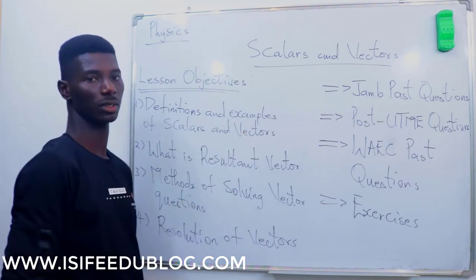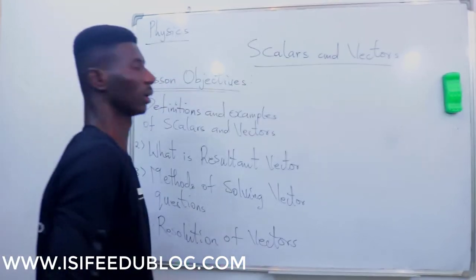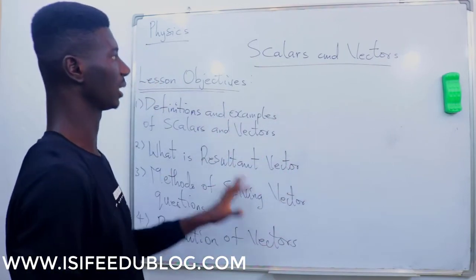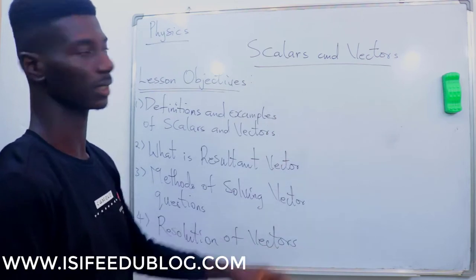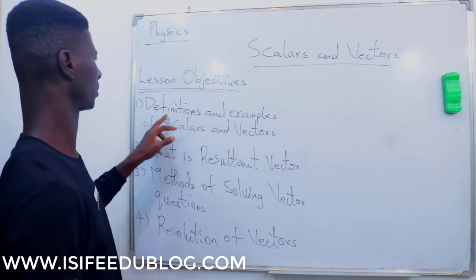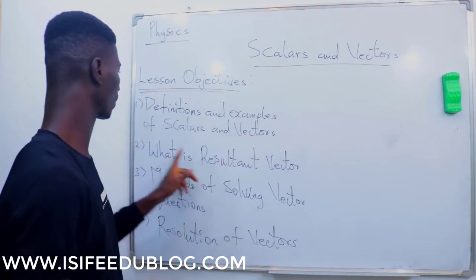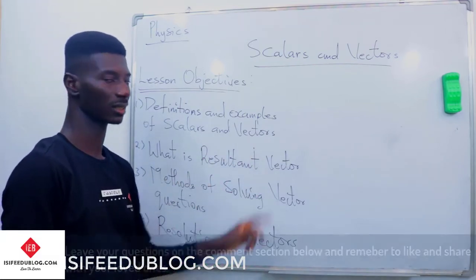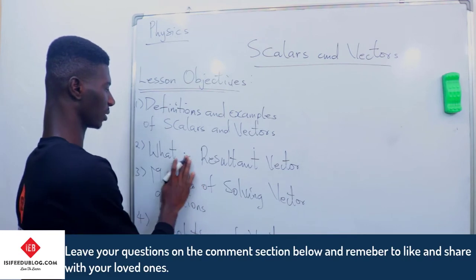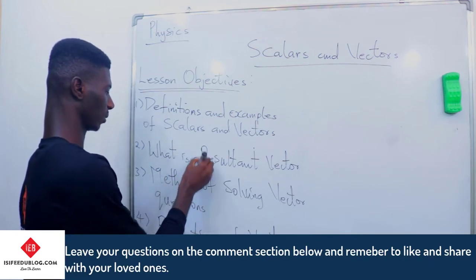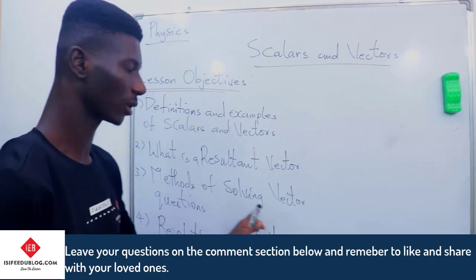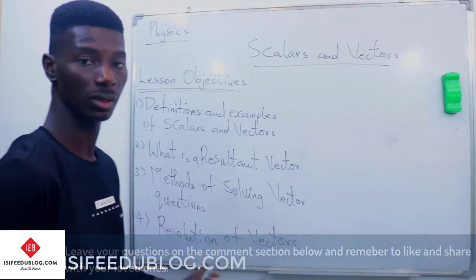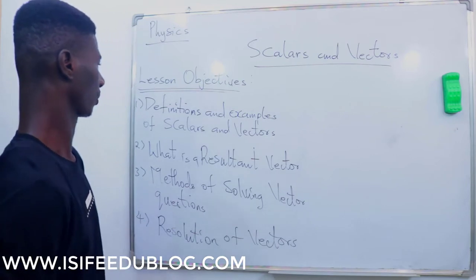Now let's move over to the lesson properly. Now we have our lesson objectives. These are the things we need to know about anything concerning scalars and vectors. We have definitions and examples of scalars and vectors. What is a resultant vector? Now we have methods of solving vector equations. The next thing here is the resolution of vectors.